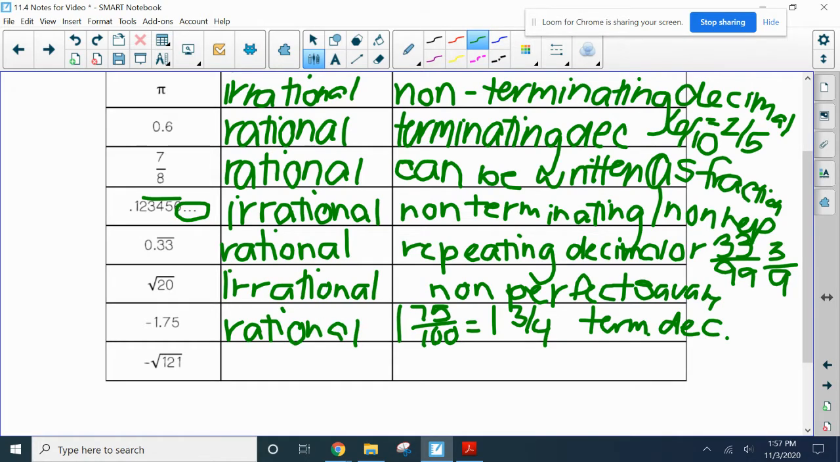All right, how about this next one? Remember, it's a square root. This is where you determine, is that a perfect square? If yes, it's rational. If no, it's irrational. Is there a number that multiplies by itself to give me 121? There sure is. 11 times 11 gives me 121. So I can pull that out and say that it's negative 11. Because that's a perfect square, it's rational. And that would be our explanation. It is a perfect square.